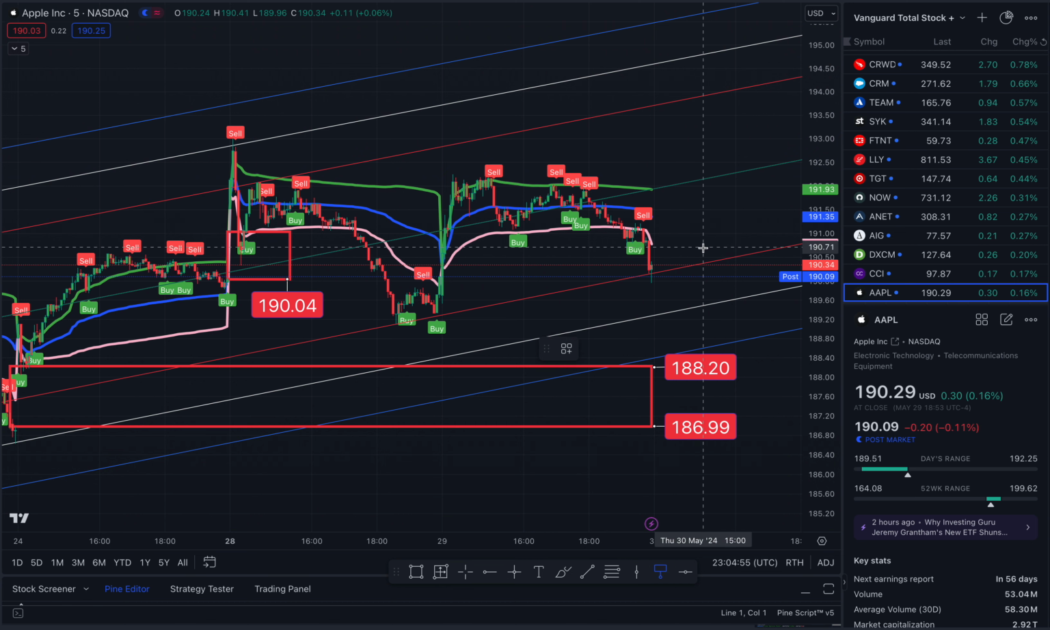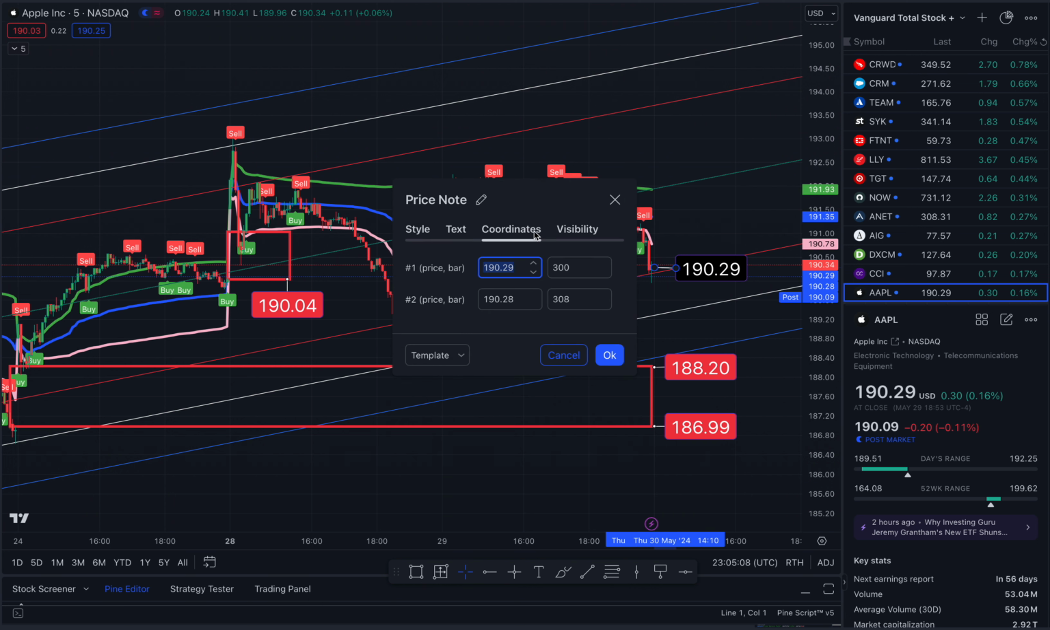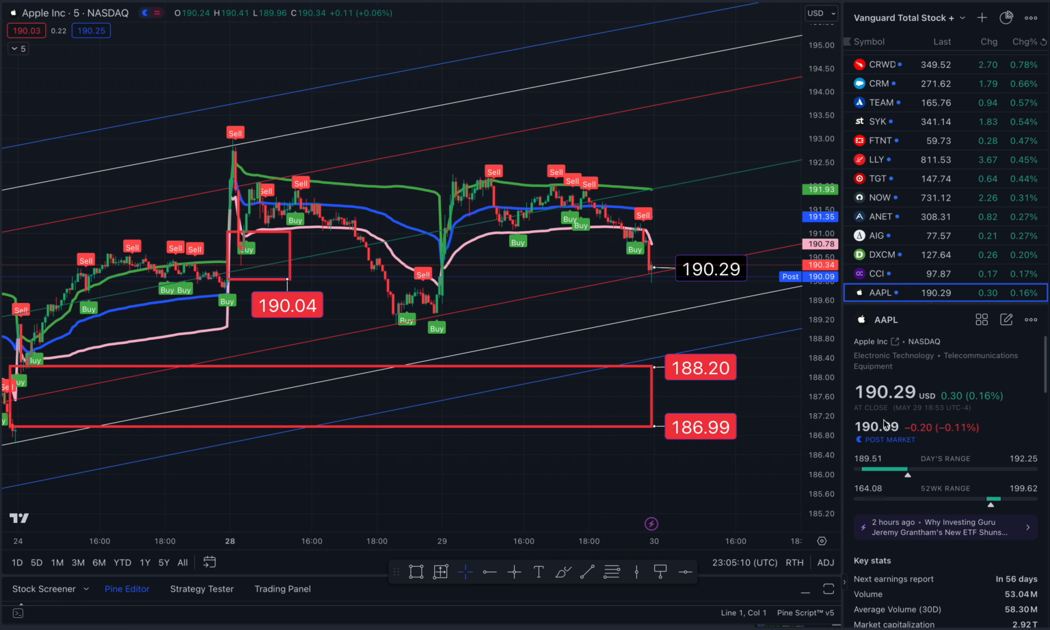You can see me marking everything out. We're at 190.29. You can just use the arrow up and down to get there, or double tap on this. Well, if you double tap, then you go to coordinates and then mark it in yourself. All right, we're at 190.29, up barely nothing. The day's low, 189.51. The day's high, 192.25. This is where we are.